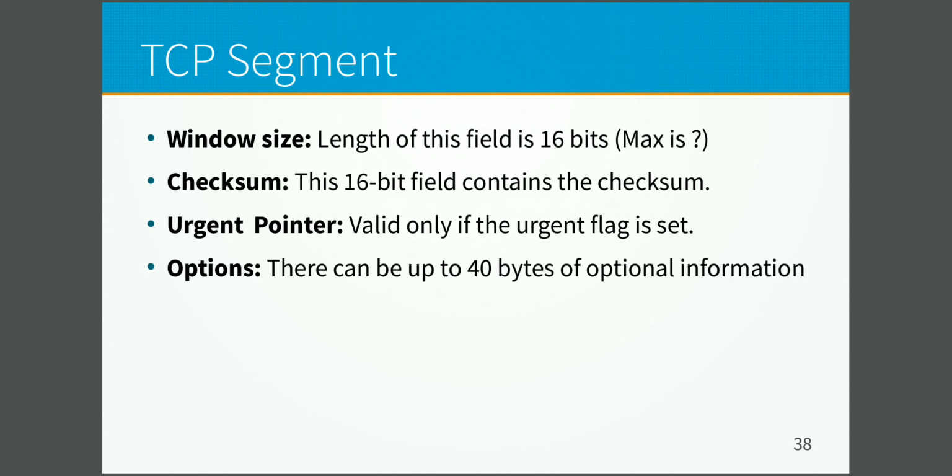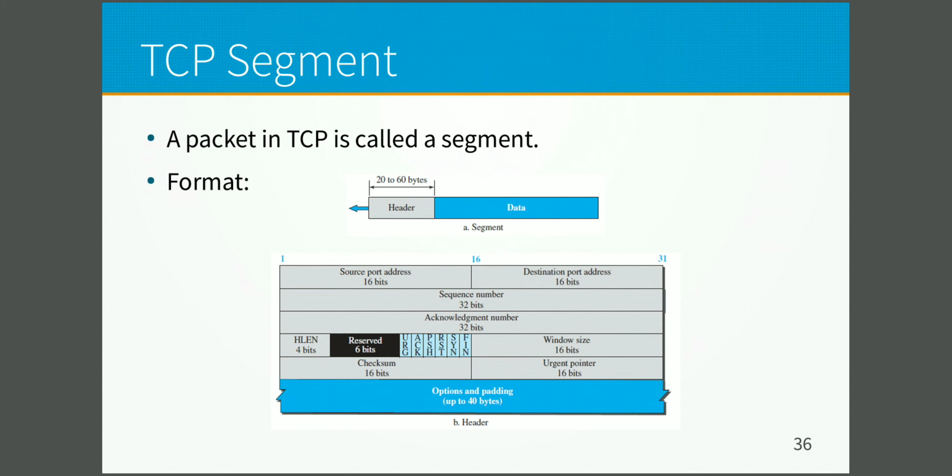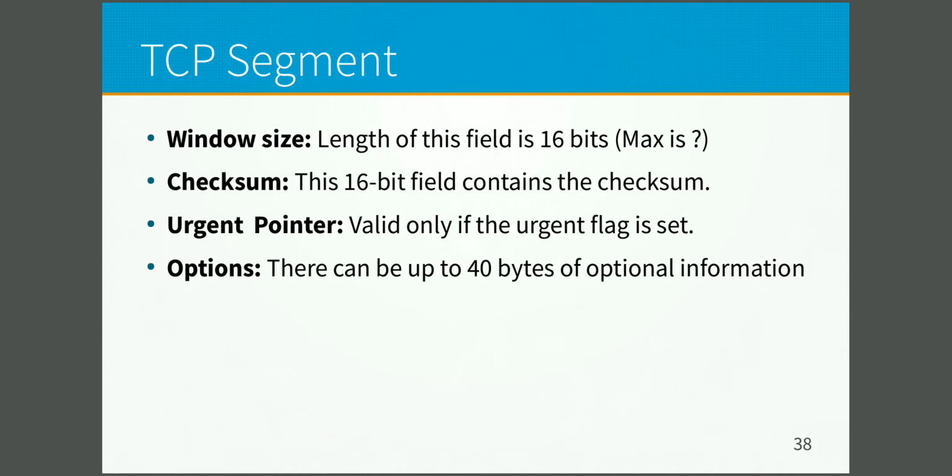Apart from these regular fields in the header, the TCP header can also contain options at the end. Sometimes the options may be absent, in which case the header size will be 20 bytes, or it can have options of up to a maximum of 40 bytes. Okay, so the options fields in the TCP segment will be discussed later.